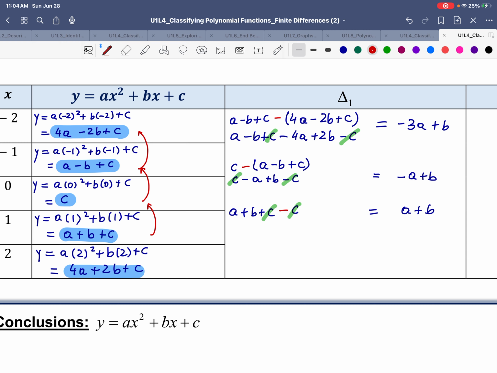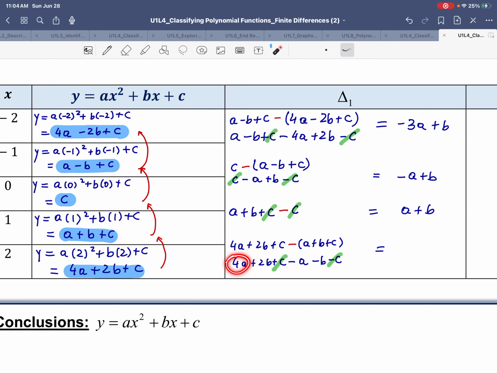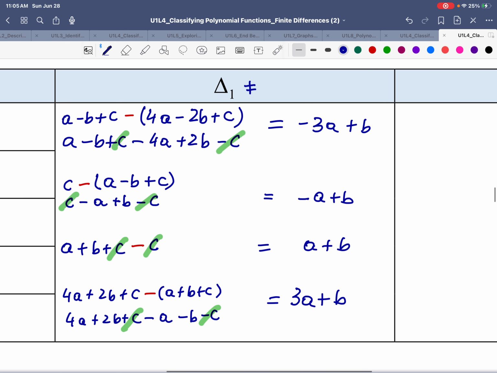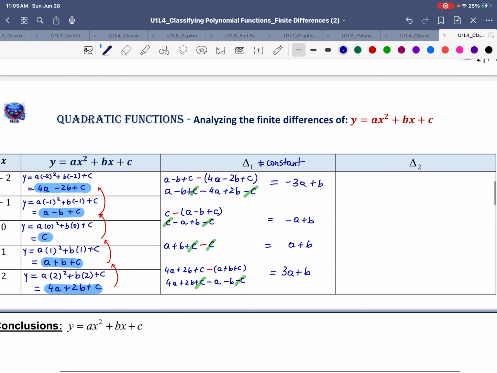And lastly, we have the difference between 4a plus 2b plus c and a plus b plus c. So we're going to have to open up brackets here. Remember, subtract positive a, subtract positive b, subtract positive c. So c minus c adds to 0. We have 4a minus a, 3a, and we have 2b minus b, which is 1b. As you can see, delta 1 is not constant. That tells us that this is not a linear relation, and we're not surprised by it. We know it's a quadratic because we have selected it.